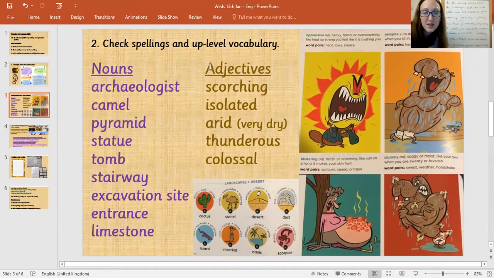Some adjectives: scorching, isolated means on your own, arid, which means very dry. That might come in helpful when we're up leveling our vocabulary. Thunderous might describe the sound of the tomb door closing, and colossal means absolutely enormous. So again, we've got some vocabulary here that we could use to up level and also to help us with spellings. And we've got, again, our wow words from yesterday: oppressive, perspire, blistering and clammy, and our adjectives down here. So plenty of words for you to take a look at.